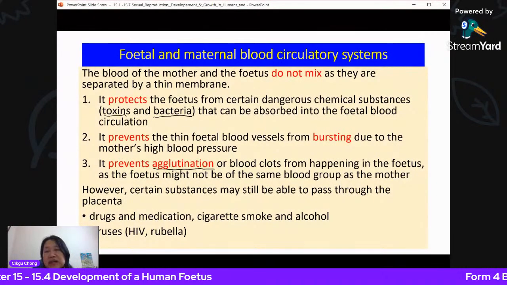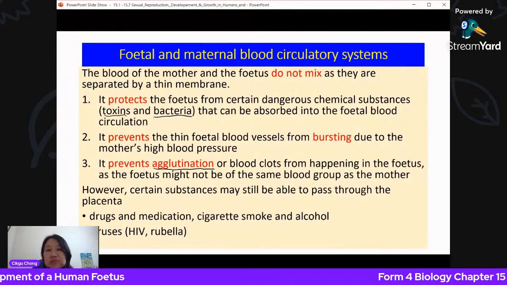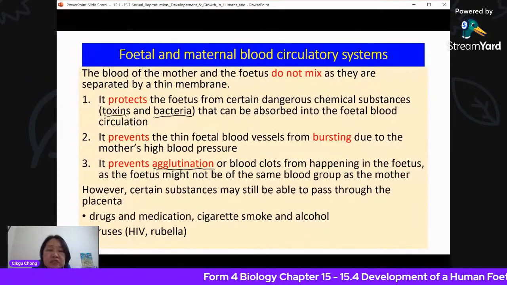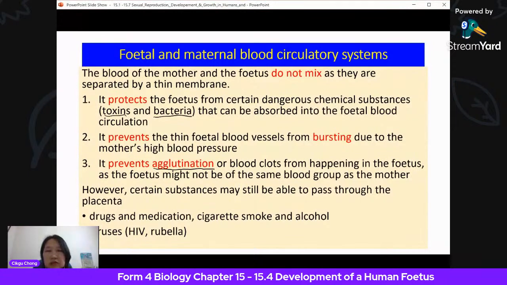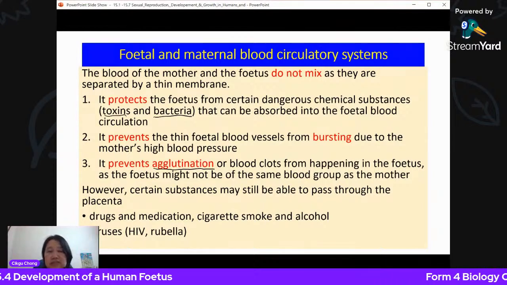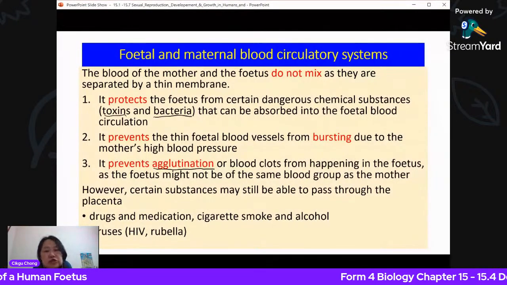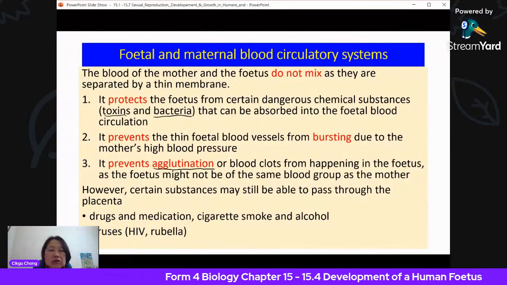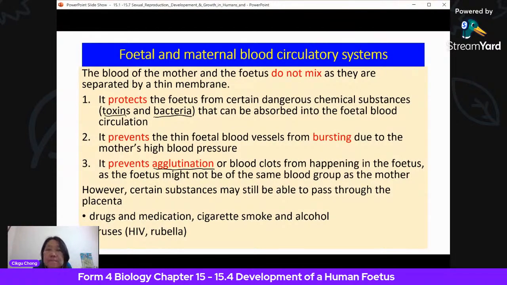Okay, in Cantonese we call it tak kok ma. We call it German measles, tak kok ma, right? Which is highly contagious. All right, if you have rubella, you have contracted it from someone who has rubella. Okay, so that's why these things are important for you to know. So drugs and medication, certain drugs, certain medication, cigarette smoke, alcohol, viruses, they can cross the placenta.